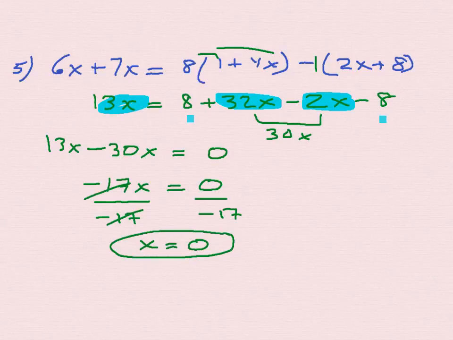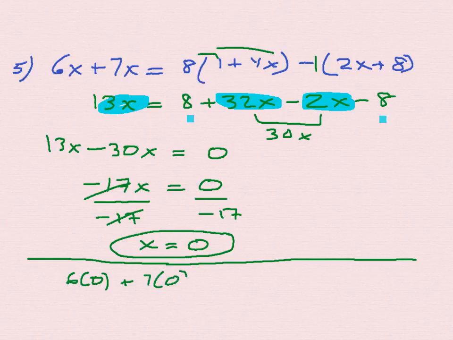If you go back to the original and you will write it all out and type it all in there, I think I'm going to do that check at the bottom just because we can. If we did this, we would have 6 times 0 plus 7 times 0 would equal 8 onto 1 plus 4 times 0 minus, that could be a bigger bracket I suppose, minus 2 times 0 plus 8 in a bigger bracket.